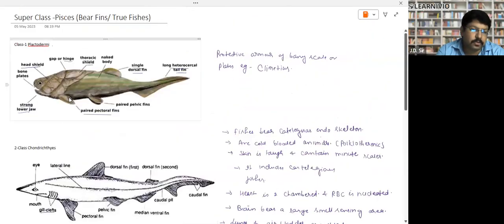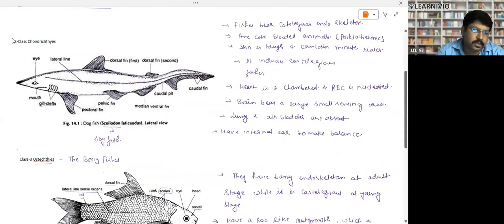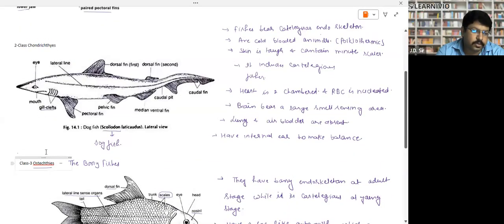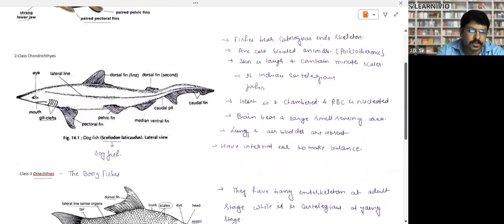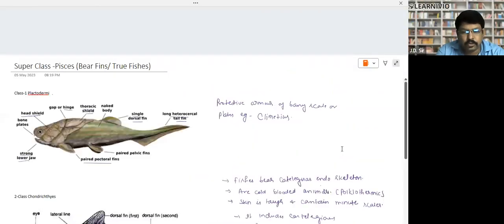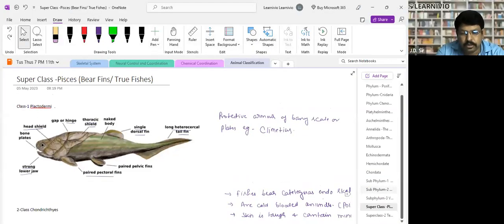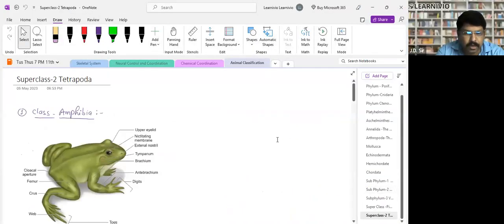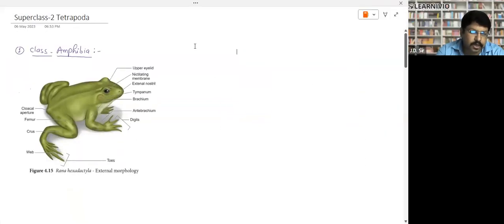So this was all about the fishes. We studied placodermi, which are absent. We studied Chondrichthyes and Osteichthyes. Chondrichthyes are the cartilaginous fishes, and Osteichthyes are the bony fishes, right? Now we come to the superclass Tetrapoda. The first and foremost in superclass Tetrapoda is the class Amphibia.